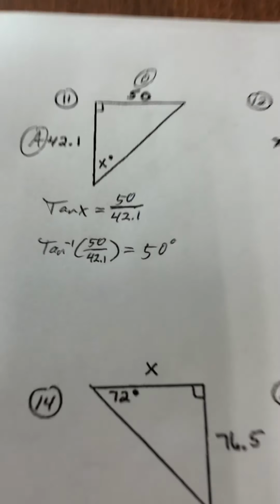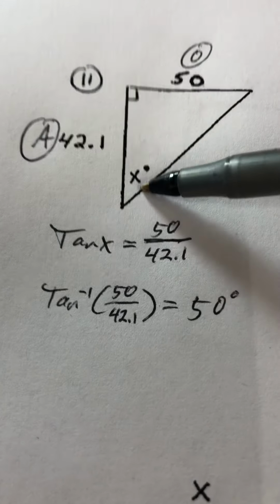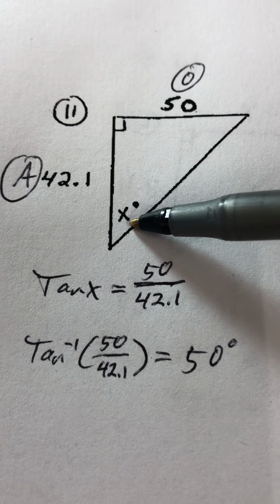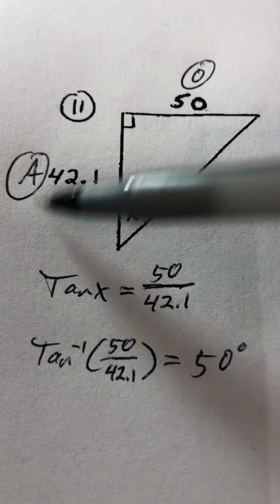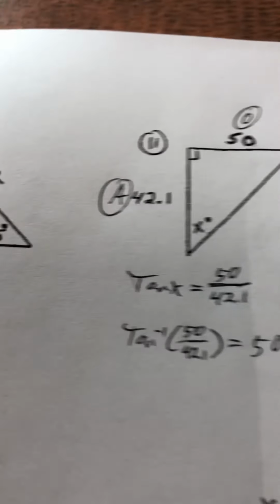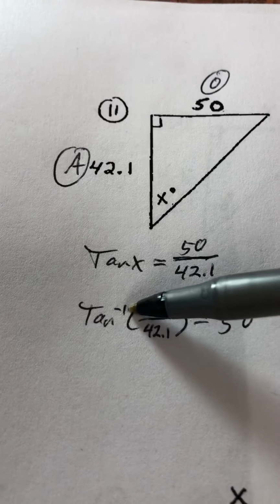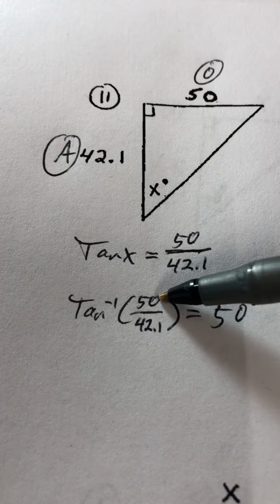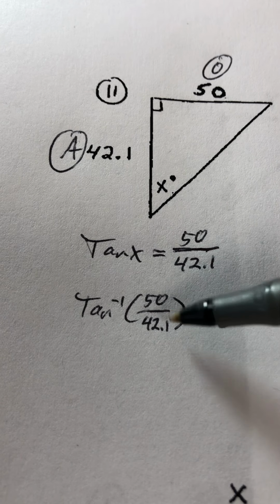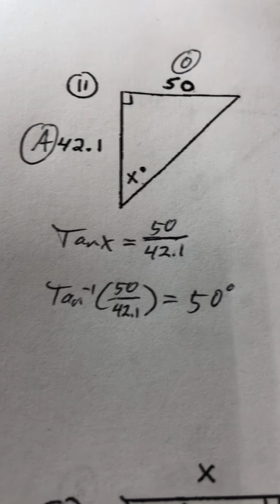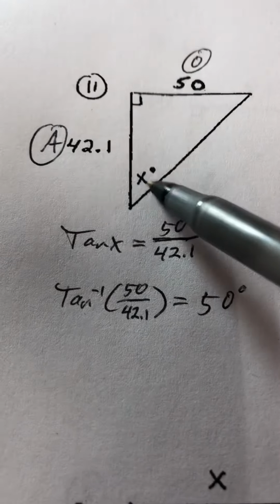For number 11, I need to know this angle measure. I know the opposite and I know the adjacent. So opposite and adjacent, I'm going to be working with tangent here. So I use the tan -1 function, and I just have the opposite over the adjacent in parentheses, and I end up getting a 50-degree angle there.